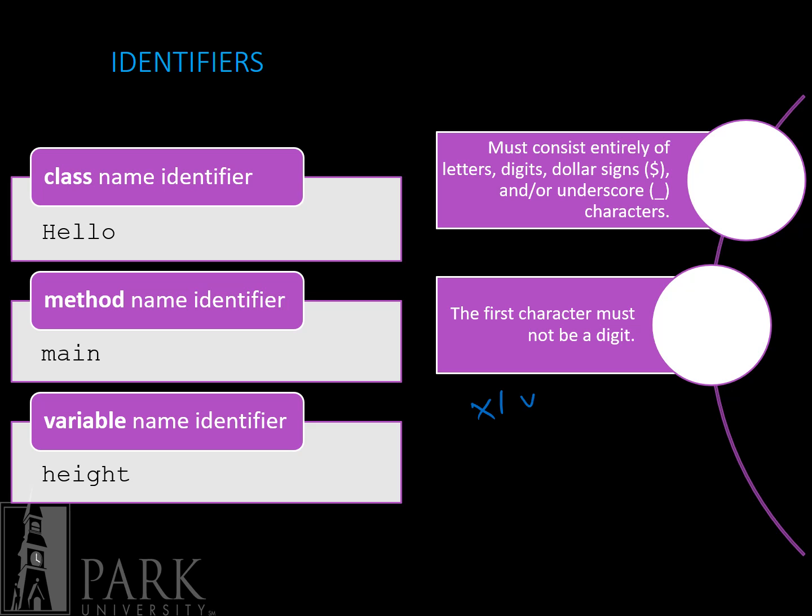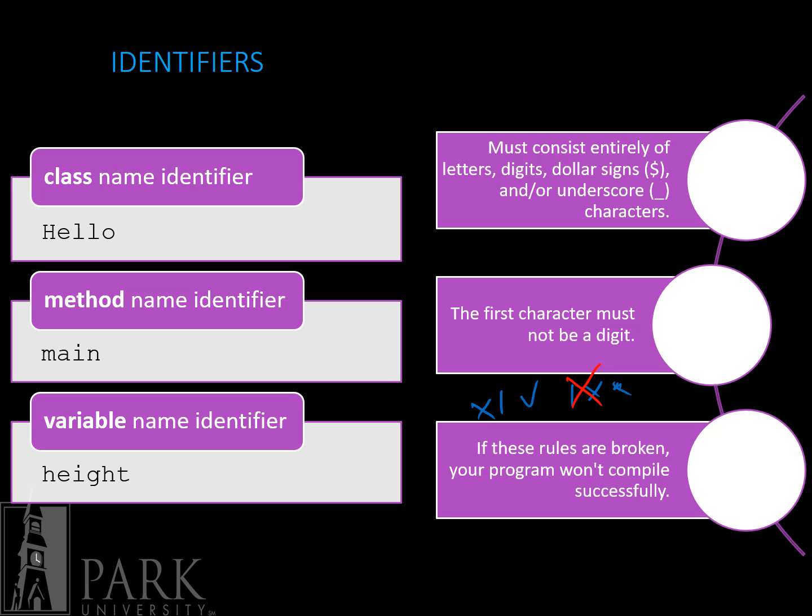x1 is good. 1x is, well, let's put it in red. Not good. Okay? And then finally, if these rules are broken, the program won't compile. And you're going to get an error telling you that it's an unexpected token or something like that. So just letters, digits, $ signs, and underscores, and they have to start with a letter.